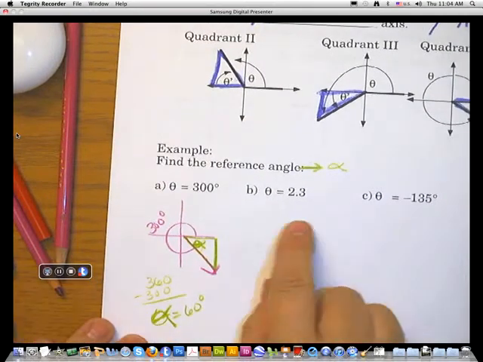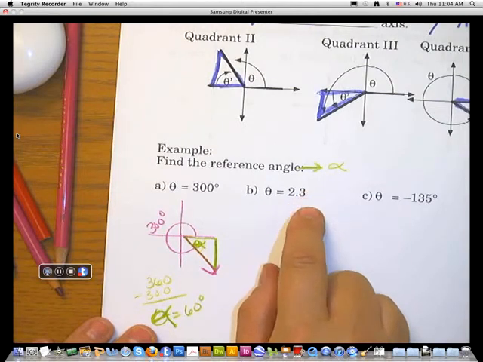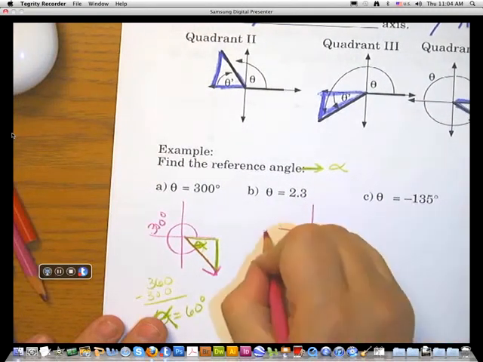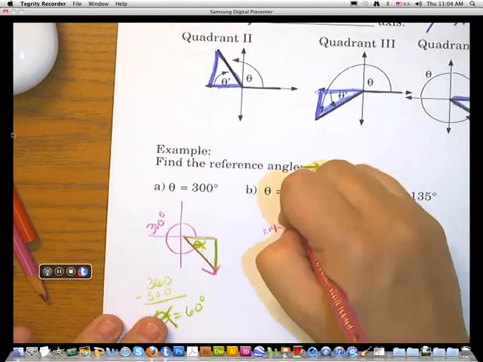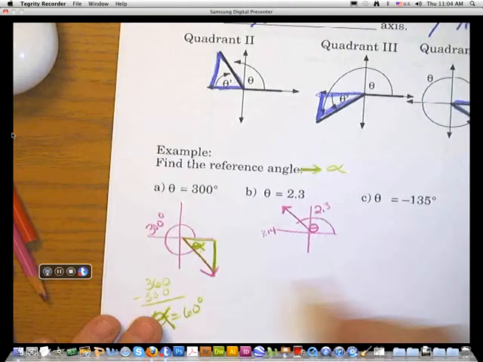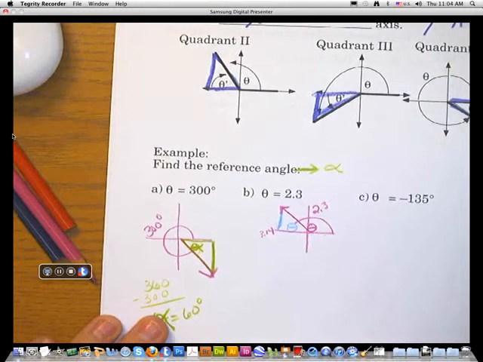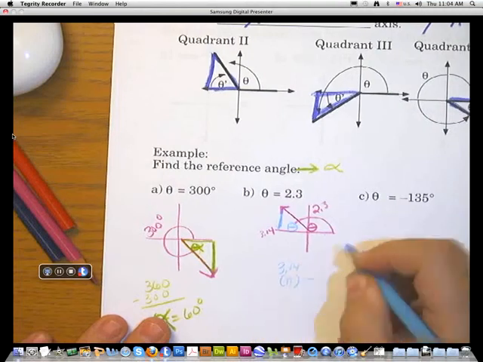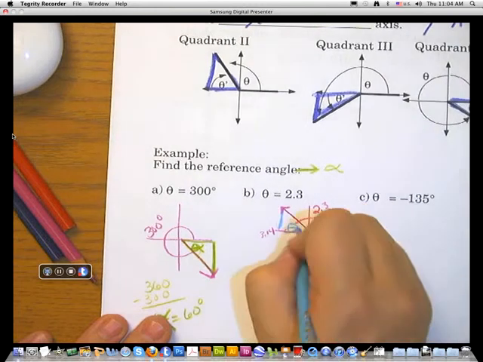Okay, so now I have 2.3 radians. There's no degree symbol. That means it's radians. Well, I know pi is 3.14. So I'm somewhere in here for 2.3 radians. So I want the leftover. So it's pi minus the 2.3, so 0.841 is alpha.